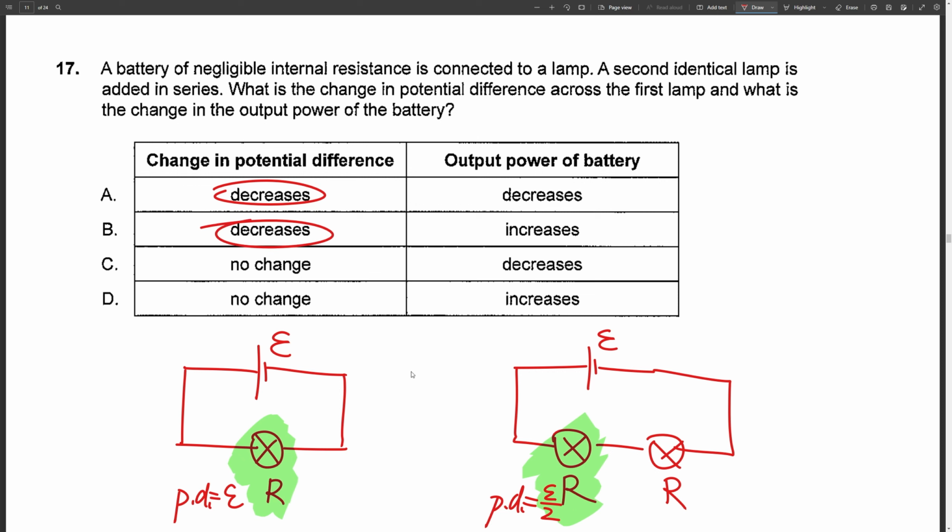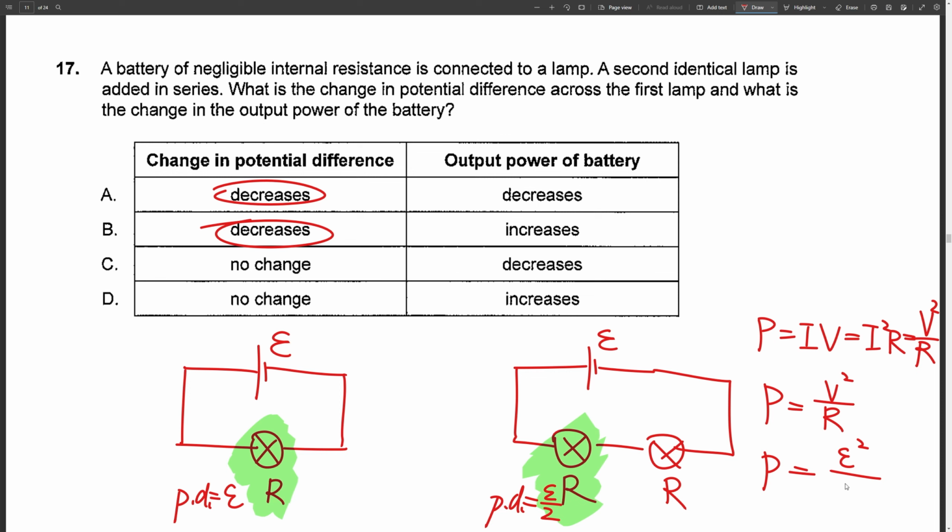Next one, the output power of the battery. Power could be IV, could be I squared R, could be V squared over R. Now we can take the power of the bulbs added up to be V squared over R. And these two bulbs together have a total of EMF, but their total resistance is 2R now, which means the power output by the battery, or the total power gained by the light bulbs, is halved. So the answer is A.